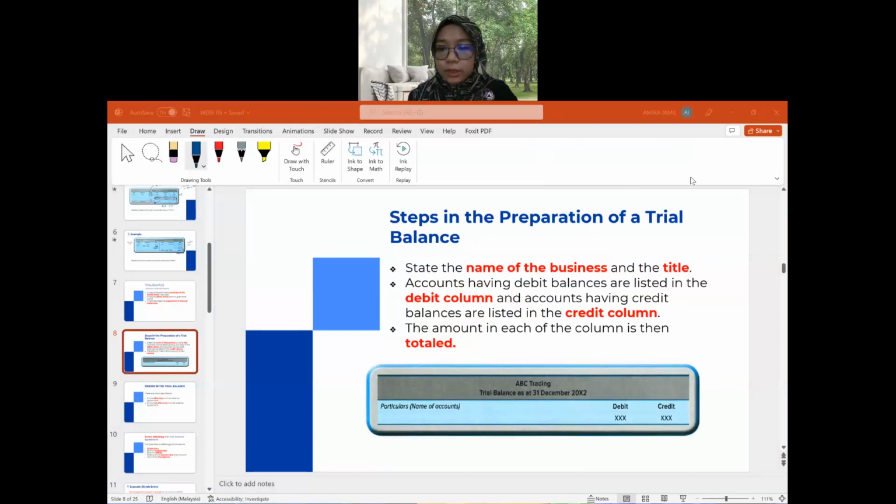Okay, we have several steps in the preparation of the trial balance. It starts with the name of the business.